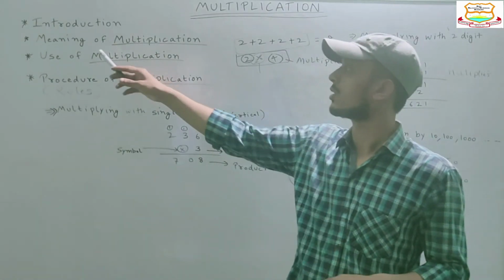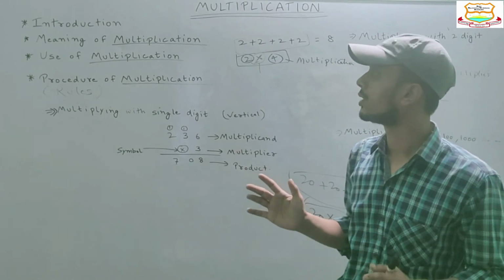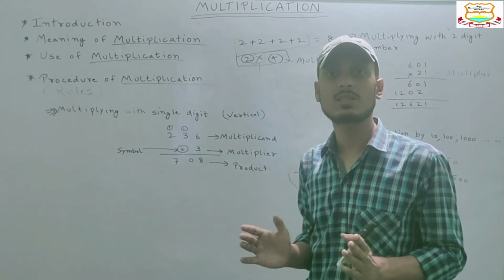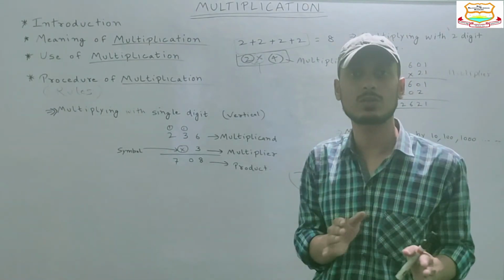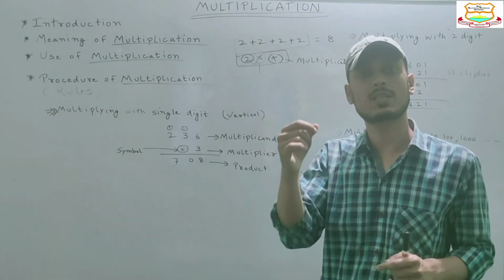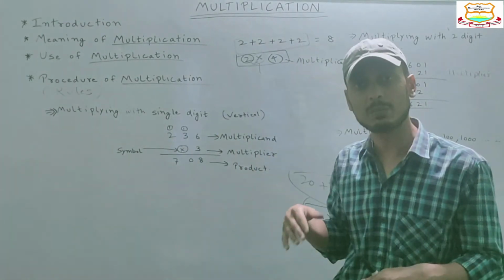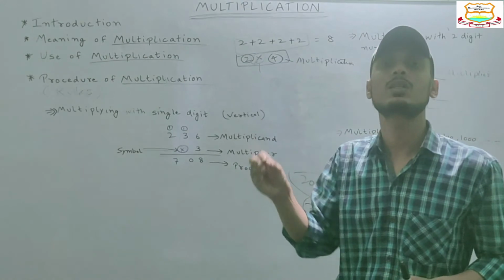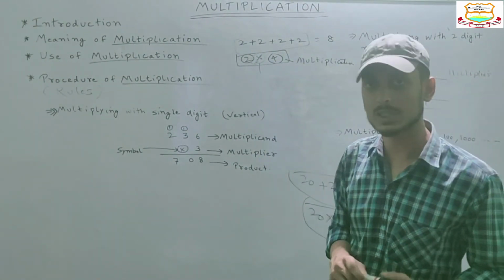So the meaning of multiplication, we saw that multiplication means repeated addition. It is a special case of addition. We can say multiplication is one type of addition. Which type of addition? Addition of the same numbers, or repeated addition. Got it? Okay.